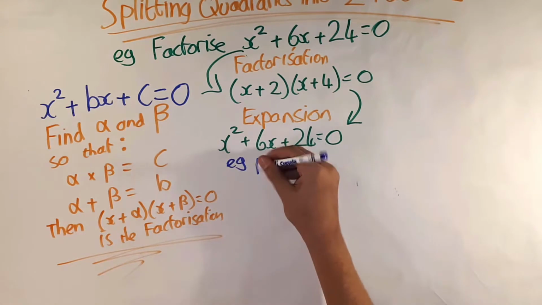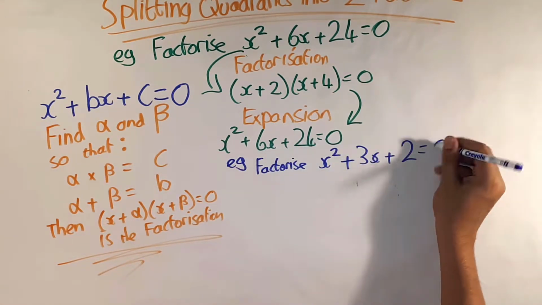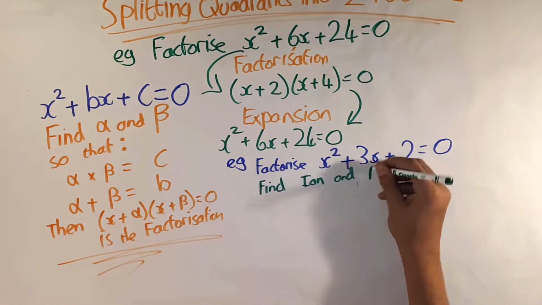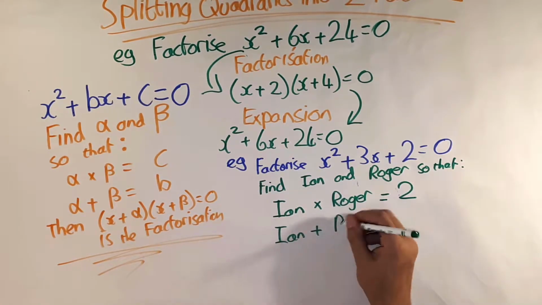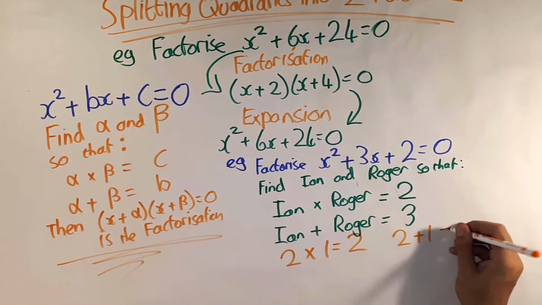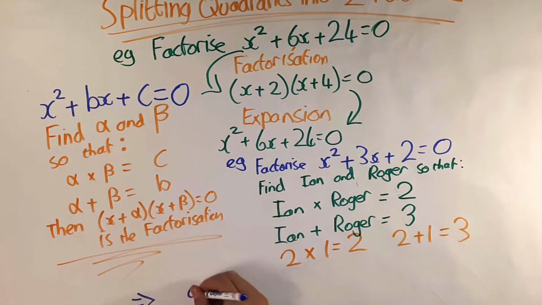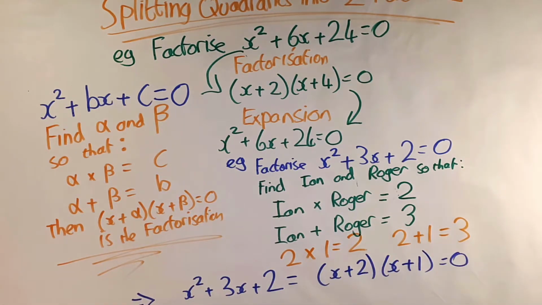If we've been asked to factorise x squared plus 3x plus 2 equals 0, we can see we need two numbers, call them Ian and Roger, which times together to make 2 and add together to make 3. We can see that the only two numbers that this can work with are 2 and 1. This tells us that x squared plus 3x plus 2 can be factorised to get x plus 2 in one bracket and x plus 1 in the other, all equals 0.